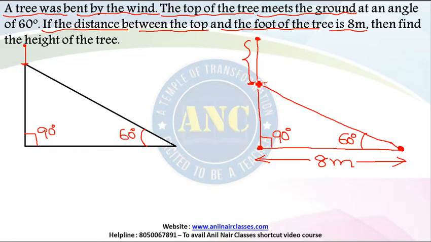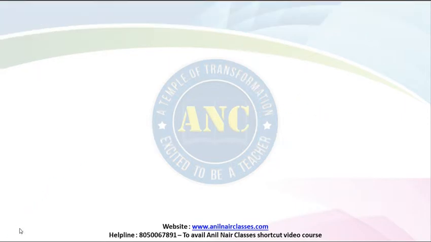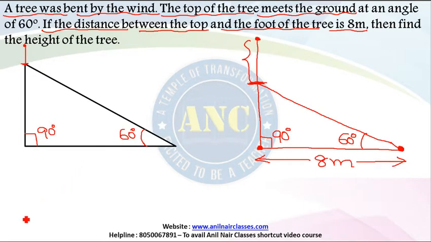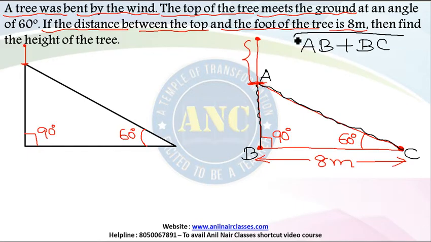That means height of the tree means, suppose for example, if I name this with some alphabets as A, B and C, this entire thing is a part of the tree, and the cut part of the tree is also AC. That means height of the tree is AB plus BC. This entire value is what we need to find. I believe that you are able to understand the diagram first. AB plus BC is what I am trying to find right now.